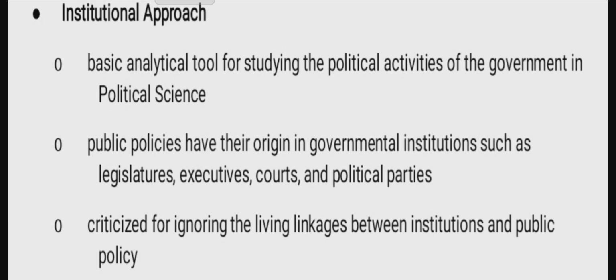Traditionally, this approach has been the basic analytical tool for studying the political activities of the government in political science. According to this view, public policies have their origin in governmental institutions such as legislatures, executives, courts, and political parties. A policy becomes a public policy only when it is authoritatively determined by the government institutions. Government gives legitimacy and universalistic character to a policy. Public policy is authoritatively determined, implemented, and enforced by government institutions. Thus, the relationship between public policy and government institutions is very close.